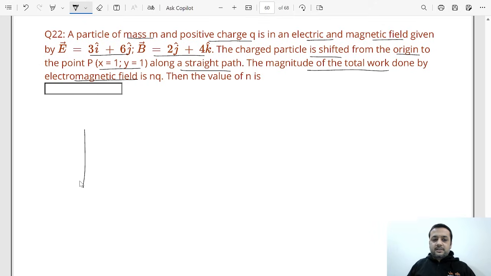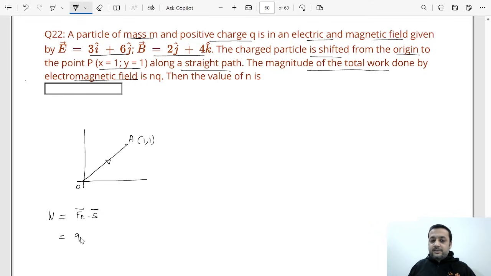So very easy question, guys. Look, the charge was initially at origin and now it is at the point A, which is (1, 1). It is shifted like this by some external agent. Now we have to find the work done by the electrostatic field and magnetic field. Now we know that the magnetic field does not do any work, so work done by the magnetic field will be 0. For the electric field, work done by the electrostatic force will be simply the dot product of electrostatic force and displacement.